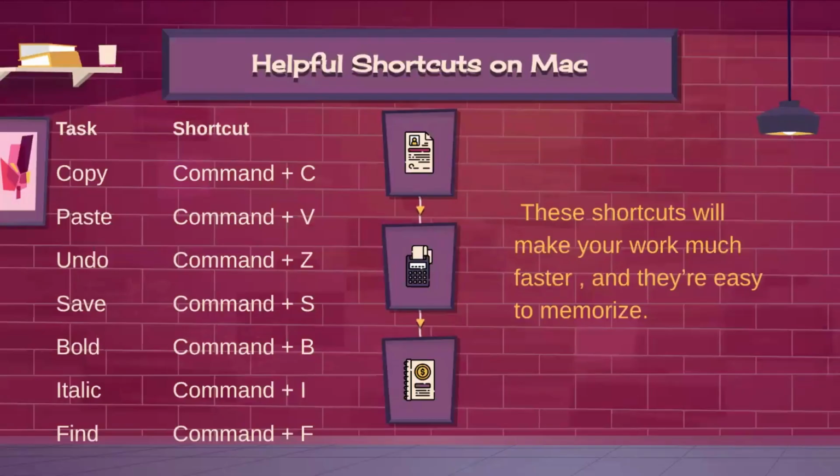Helpful shortcuts on Mac. These shortcuts will make your work much faster and they're easy to memorize. So here are a few tasks and their shortcuts. To copy, we have Command plus C, paste, Command plus V. To undo, Command plus Z. To save, Command plus S. For bold, Command plus B. For italic, Command plus I. And then to find, Command plus F.